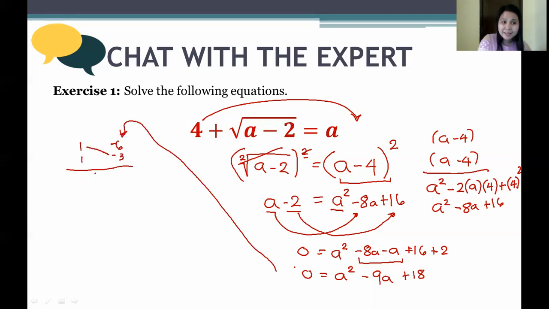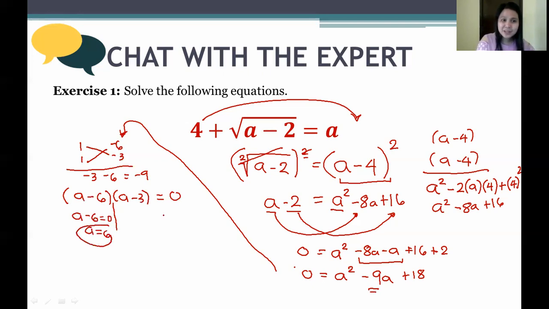Cross multiply, negative 3, negative 6. The sum is negative 9. So it's the same, right? The factors are a minus 6 times a minus 3 equals 0. That's why you need to remember to recall again what you learned in chapters 1 and 2. Let's solve. Ready? a minus 6 equals 0. a equals 6.